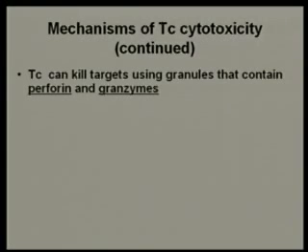And one of the very important ways in which they kill is by using a system that employs perforin as well as granzymes. The perforin basically will poke a hole in the cell, leaving access for the granzymes. Granzymes will go in and cleave the nuclear contents, leading to apoptosis.